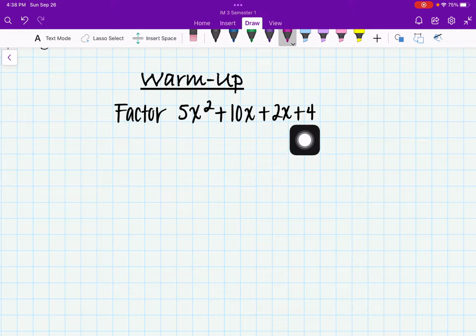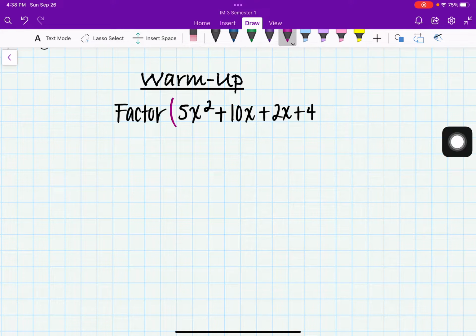plus 4. And the way we're going to factor this out is that we're going to be creating two different groups. The first group is going to have our leading coefficient and one of the x terms, and the second group is going to have the other x term plus our constant. So in this case, I'm going to group this one along with this one here.